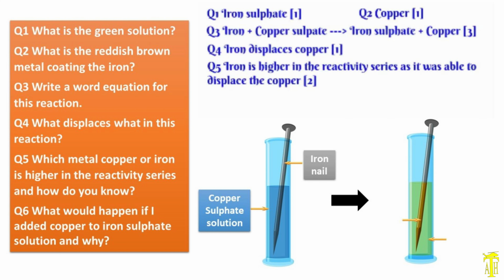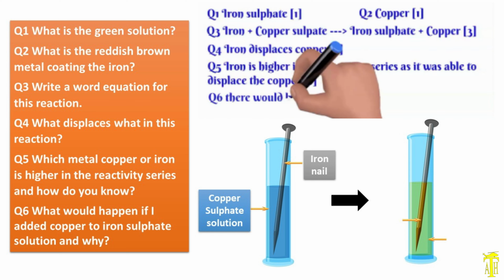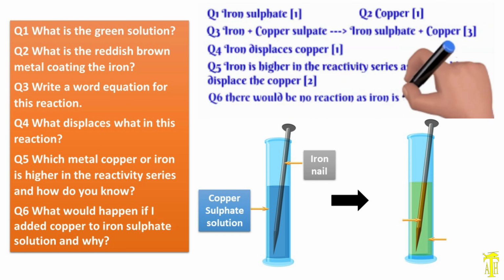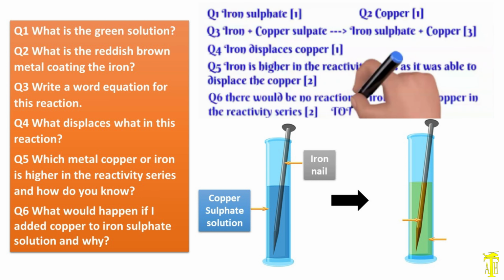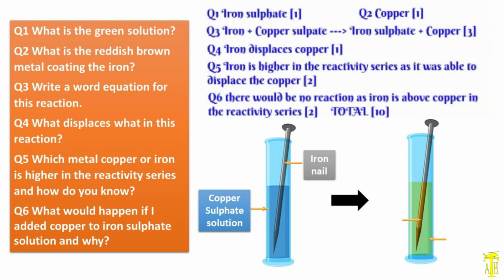Question 6. What would happen if I added copper to iron sulfate, and why? So question 6, I'm giving 2 marks, 1 for the explanation and 1 for what happened. So the first mark, no reaction, and then the second mark is that iron is above copper in the reactivity series, and we know that because of the reaction that's just taken place. So total of 10 marks there. Hopefully you got most of those.